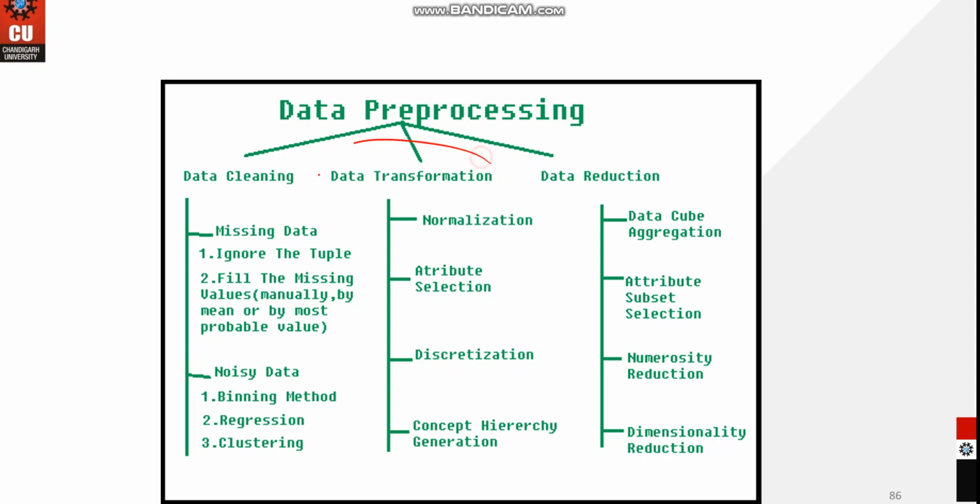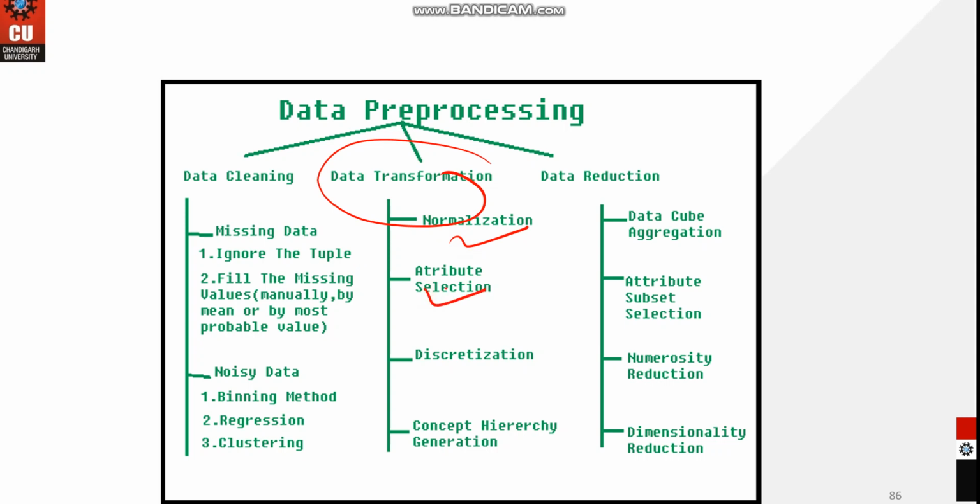Next we have the data transformation step. This step is taken in order to transform the data into an appropriate form that is suitable for the mining process. The very first method in this is normalization, which is done in order to scale the data values in a specified range.